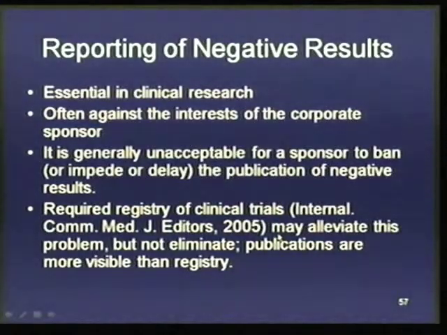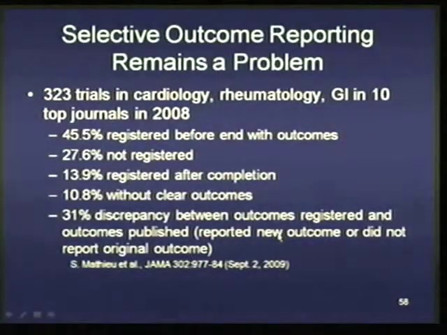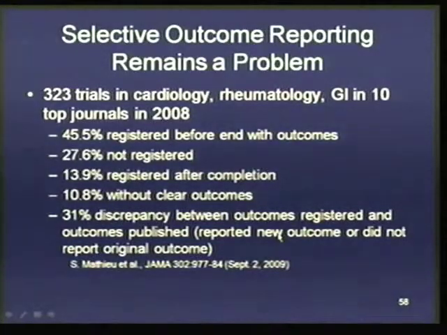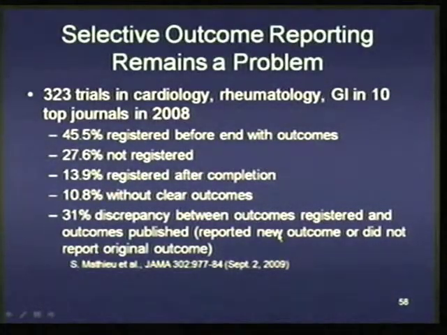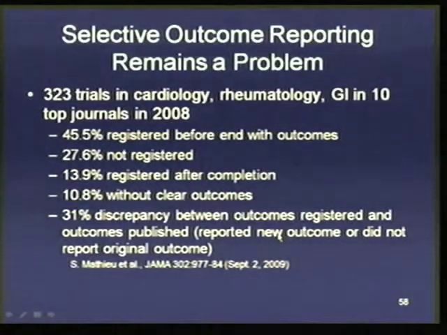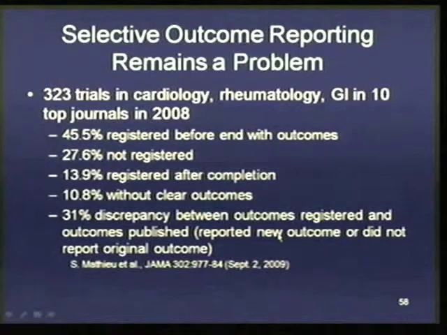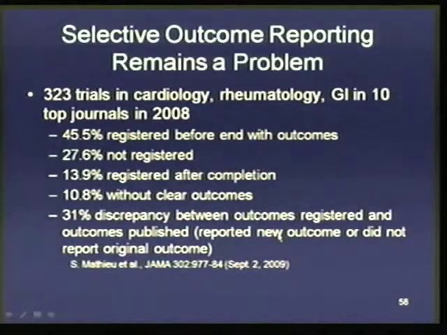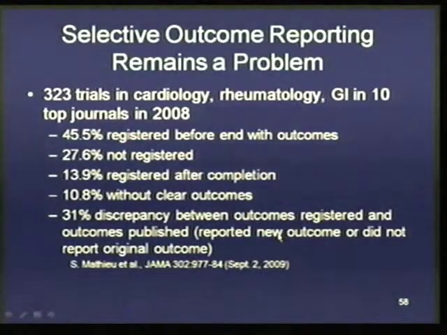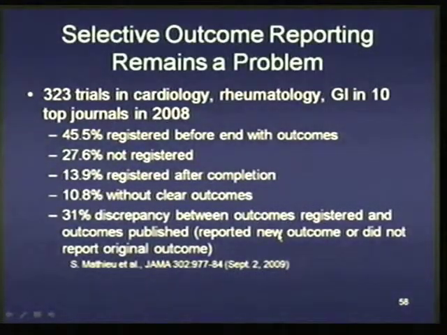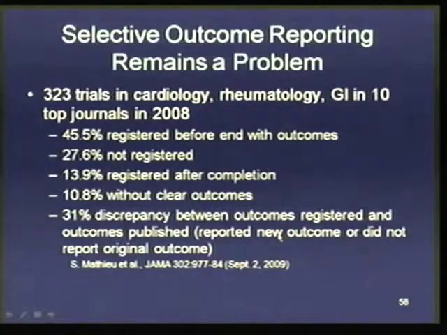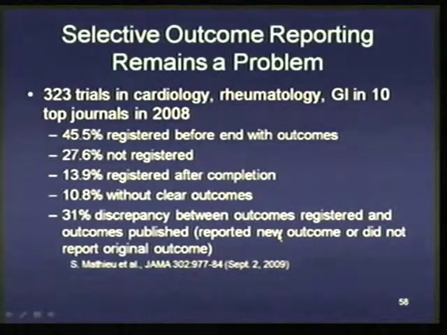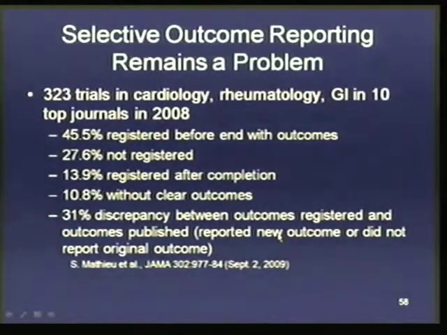Why am I giving this lecture? So in 2008, 3 years later, a study was done that looked at 323 trials in cardiology, rheumatology, and gastroenterology in the 10 top journals in those fields. They found that only 45% had registered before the end of the trial with the outcomes to be measured. 27% had not registered at all. 14% had registered, but only after the trial was completed. 10% didn't clearly state the outcomes. And in 31%, there was a discrepancy between the outcomes registered and the actual outcomes published.